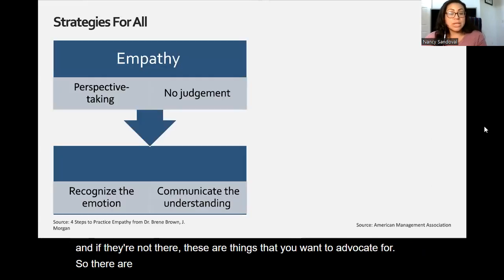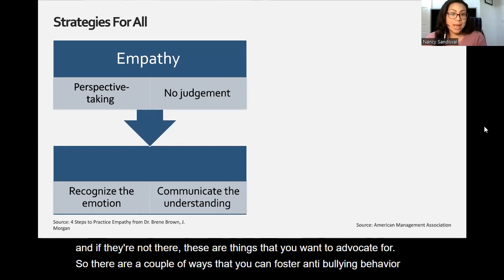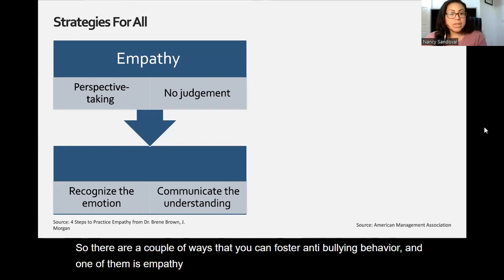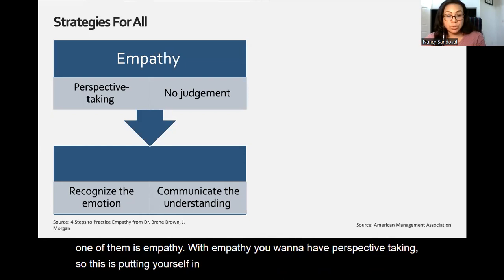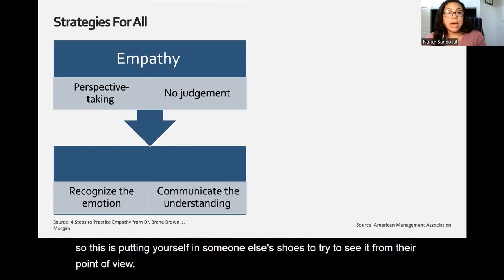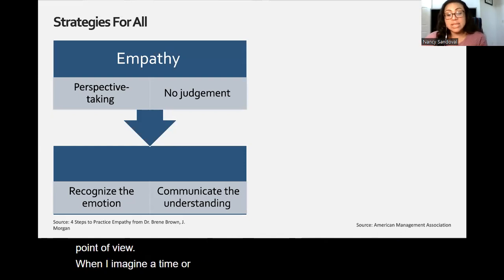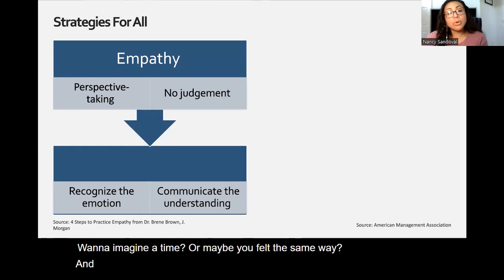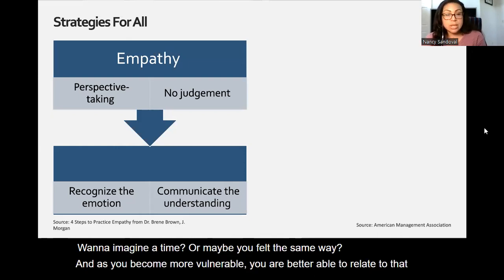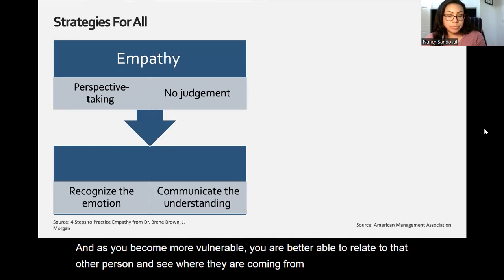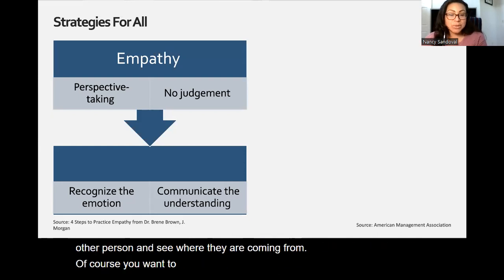So there are a couple of ways that you can foster anti-bullying behavior. And one of them is empathy. With empathy, you want to have perspective taking. So this is putting yourself in someone else's shoes to try to see it from their point of view. Want to imagine a time where maybe you felt the same way. And as you become more vulnerable, you're better able to relate to that other person and see where they are coming from. Of course, you want to avoid judgment while doing this.